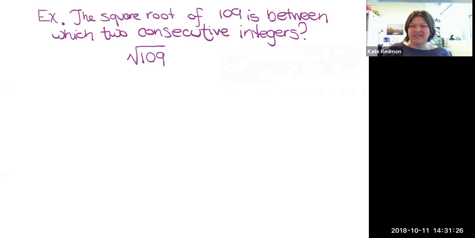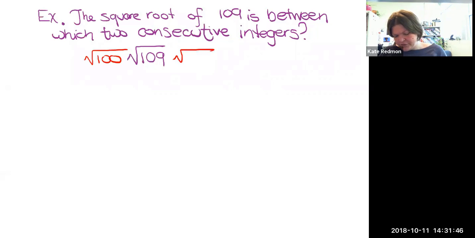So like 6 times 6 is 36. I'm nowhere near high enough. 8 times 8 is 64. I'm getting closer. 9 times 9 is 81. Looking pretty good. 10 times 10 is 100. Now I'm getting real close. So I'm somewhere between the square root of 100. And then 11 times 11, as we know, would be 121, which is bigger than 109. So I'm somewhere between the square root of 100 and the square root of 121.